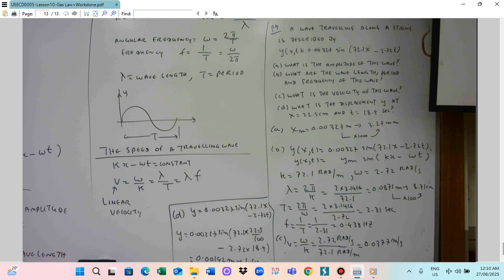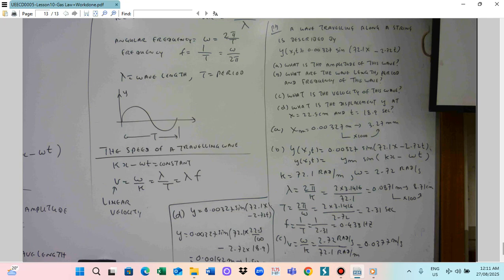And the period T can also be calculated: T is 2 pi by omega. So 2 pi is 3.1416 and omega is 2.72, so we calculate 2.31 seconds. The frequency can also be calculated. Frequency f is 1 by T, so 1 divided by 2.31. That's 0.433 hertz. So this is the answer for B.